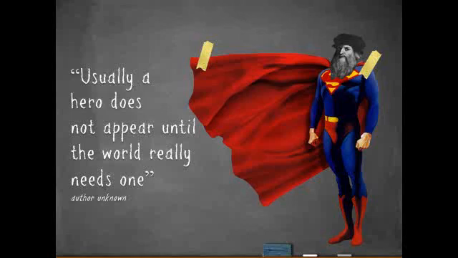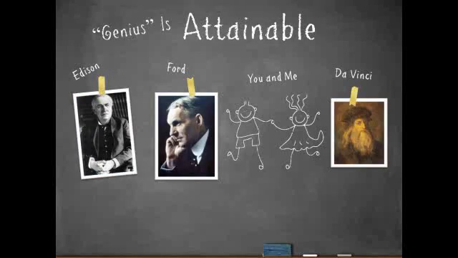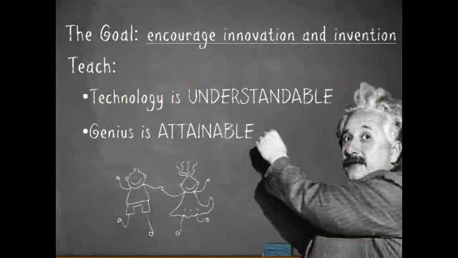A man by the name of Napoleon Hill studied Thomas Edison and Ford and a whole bunch of different successful people at the time. And he said, I had the happy privilege of analyzing these people, but he found no quality in them except persistence. Genius is attainable. It's attainable for everybody. Unless you have a cognitive disability, you are able to understand technology and you are able to attain a level of genius. So ultimately, the goal is to encourage innovation and invention by teaching the foundations that technology is understandable and that genius is attainable.